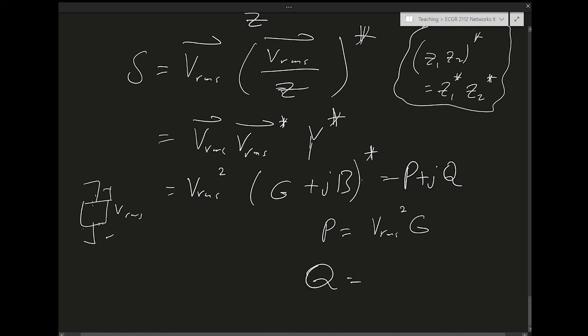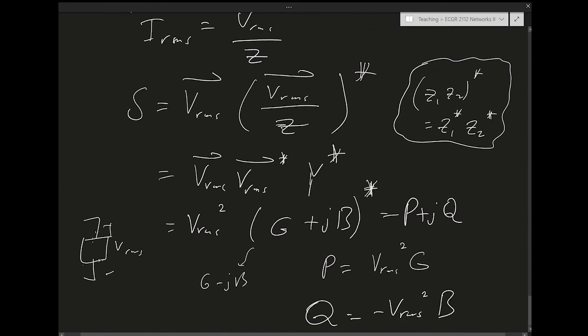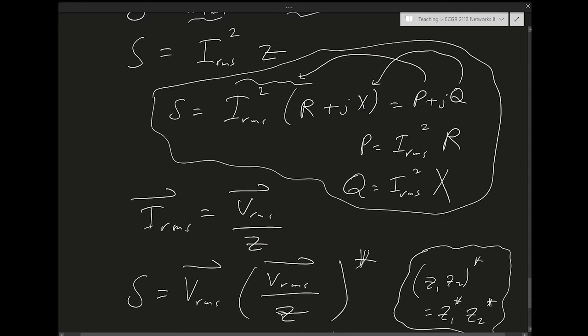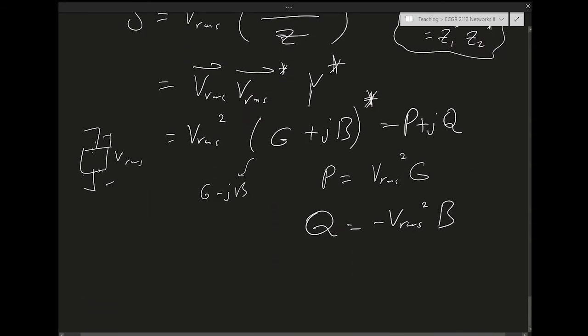What is Q in this case? Q is VRMS squared B, but that's not correct. There should be a minus sign. Why? Because this is conjugated. So this is actually G minus JB. So Q is going to be minus VRMS squared times the susceptance. So those two formulas can sometimes be useful when you reduce the impedance of a whole section of a circuit, or a whole circuit, into just one single impedance block or one single admittance block.